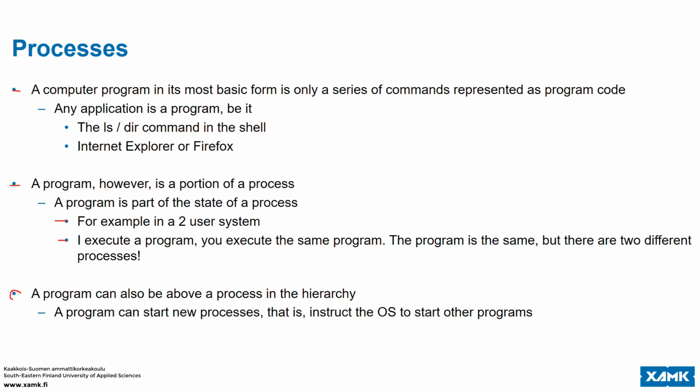Another consideration of why programs and processes are different: a program can also be above a process if you put it in terms of hierarchy, so which controls which. One program can start new processes. So program code can in fact ask the operating system to start other programs. This is how we start programs in the first place. In your operating system, there probably is some interface, for example, in Windows, the start menu to start new programs. Well, the start menu itself is a program, and that program needs to be able to start other programs.